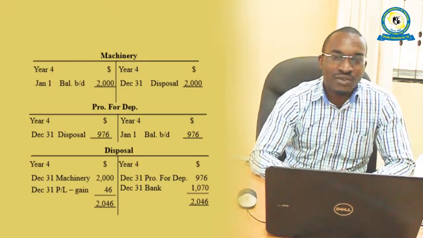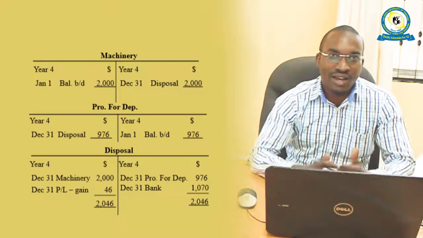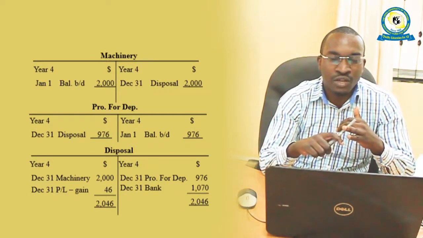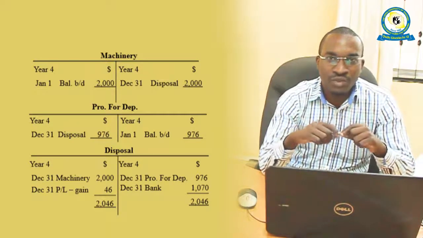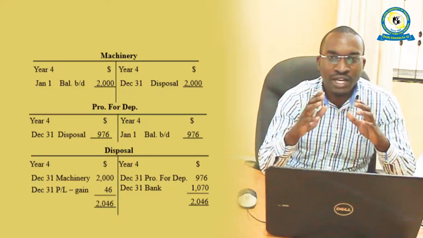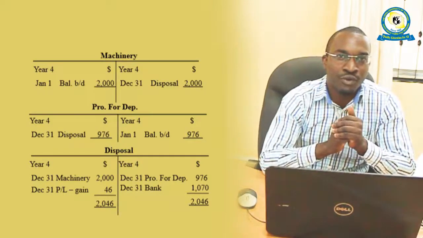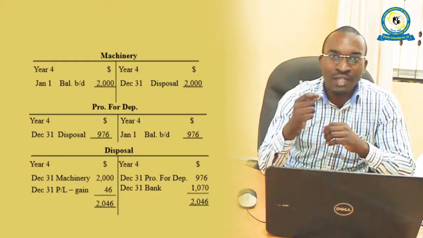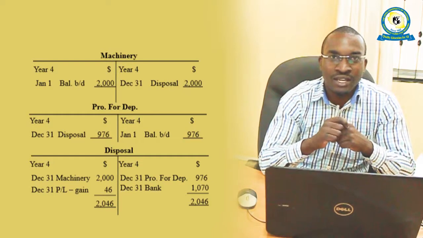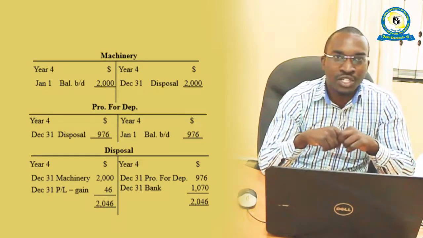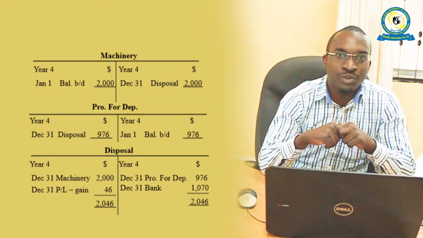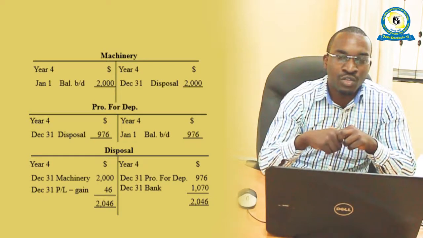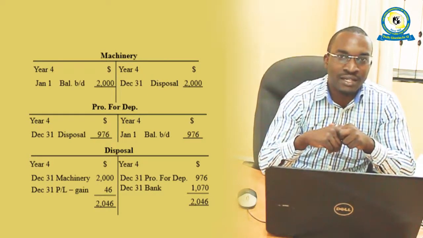Now, take a look at the machinery account, the provision for depreciation account, and the disposal account. You'll note something here. All these accounts have been produced for the 4th year. You'll see in the 4th year is where there was a disposal of an asset. So on the credit of the machinery account, we disposed of 2,000, being the cost of the machine, and the corresponding entry went to the disposal account at the year end.